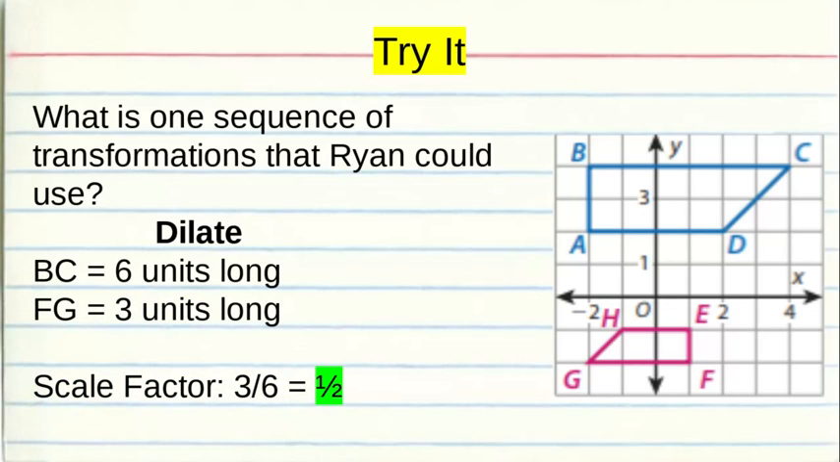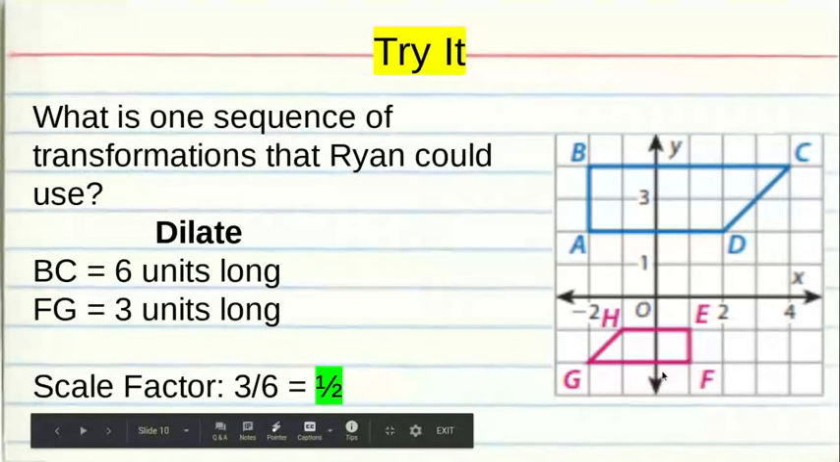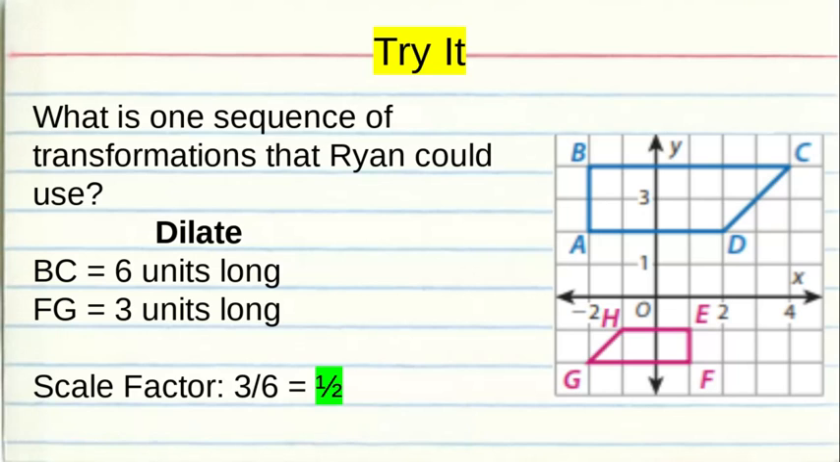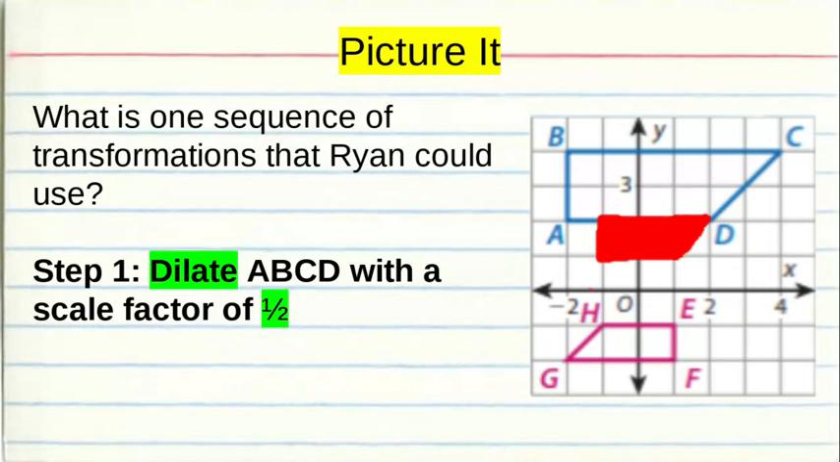So we can see that our dilation is going to be by a scale factor of 1/2, and we know this because we have to take our new side length. So we'll take side length FG, our longest one, which is 3. That corresponds with our longest one in our original, with a 6. So we have to do 3 divided by 6, and we find our scale factor is 1/2. So that means one of our transformations is dilating our original figure by a scale factor of 1/2. So again, that's our first step.